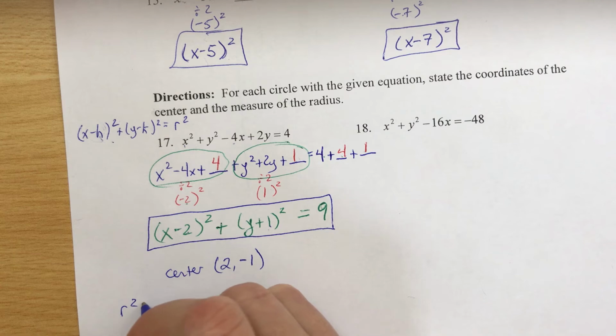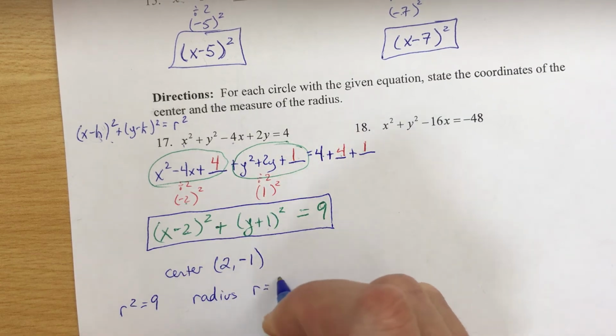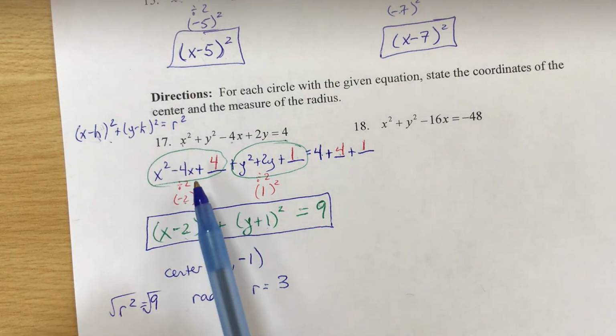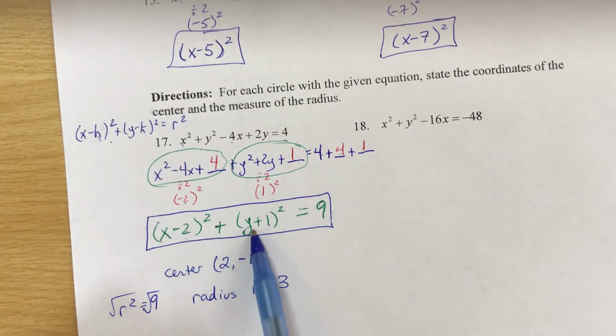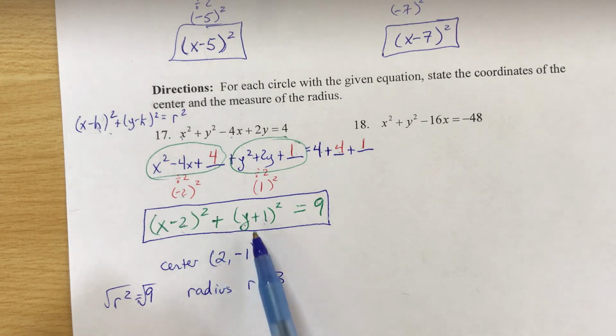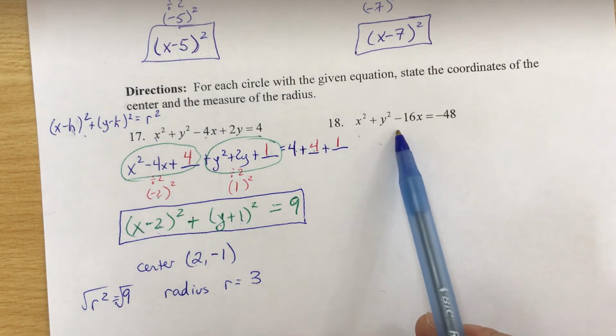So if the radius squared is 9, that means that the radius has to be 3, because I square root that to solve it. Okay, so we're using this concept of completing the square to get this into a form that allows us to make conclusions about our circle. And if you wanted to graph it, you could. All right, so let's do 18.